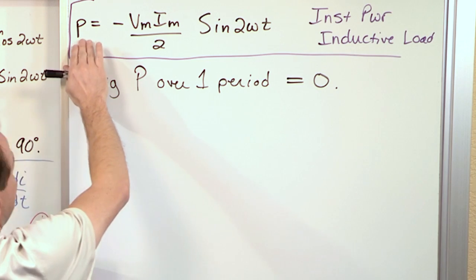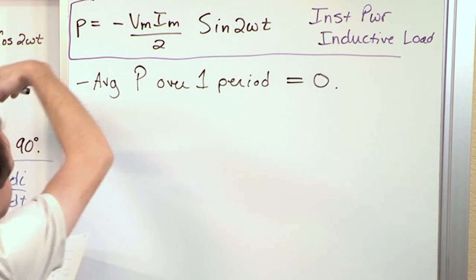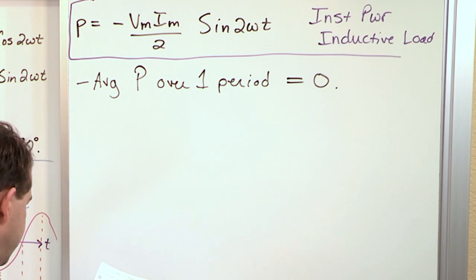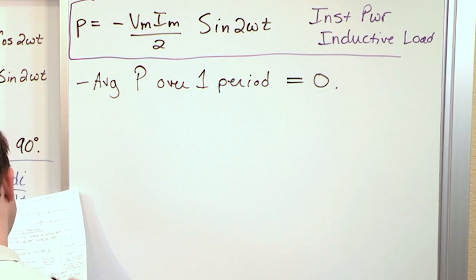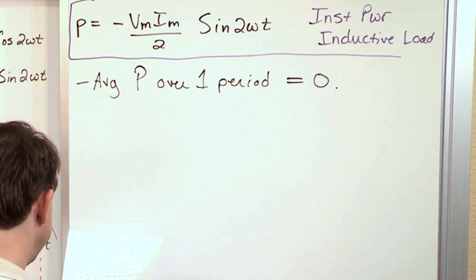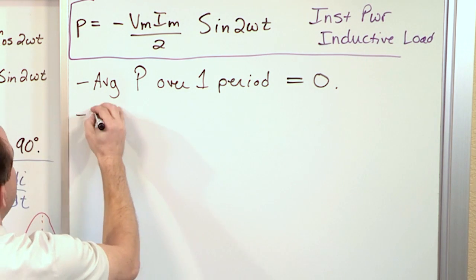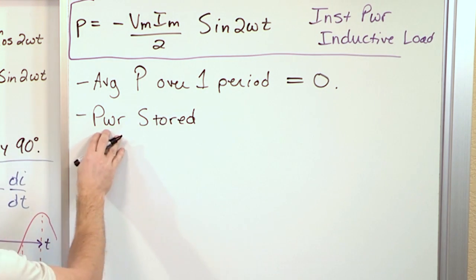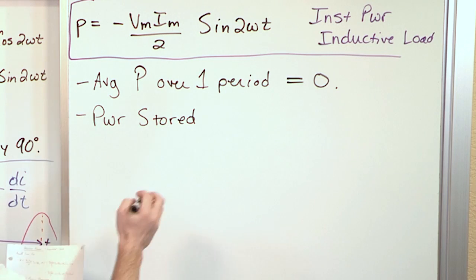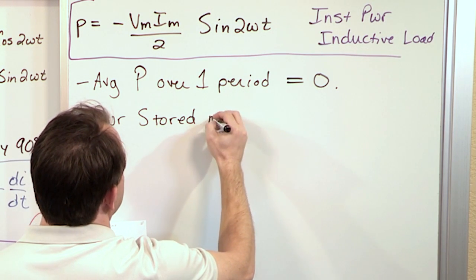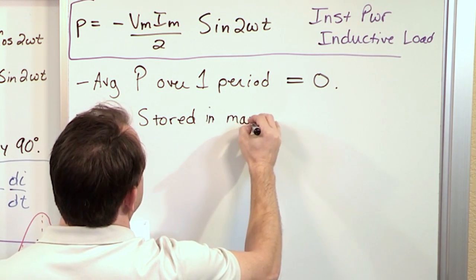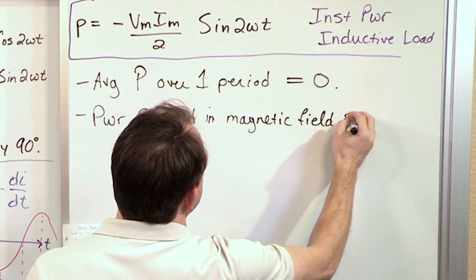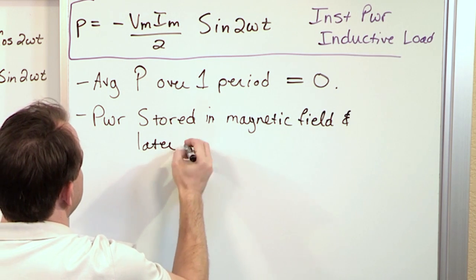The instantaneous power is twice the frequency of the original frequencies that we're talking about. So that's similar to the way it looked for the resistor. And I already said this, power is stored in the magnetic field and then later extracted. So I want to talk about that. Power is stored, and I'm using these terms loosely. It's really energy that is stored in the magnetic field and later extracted.